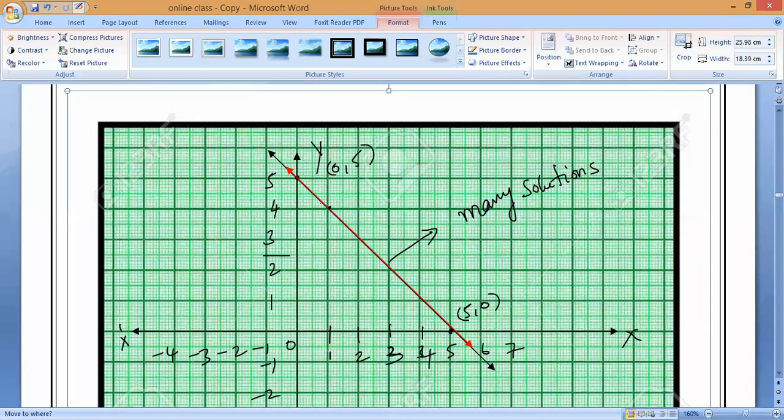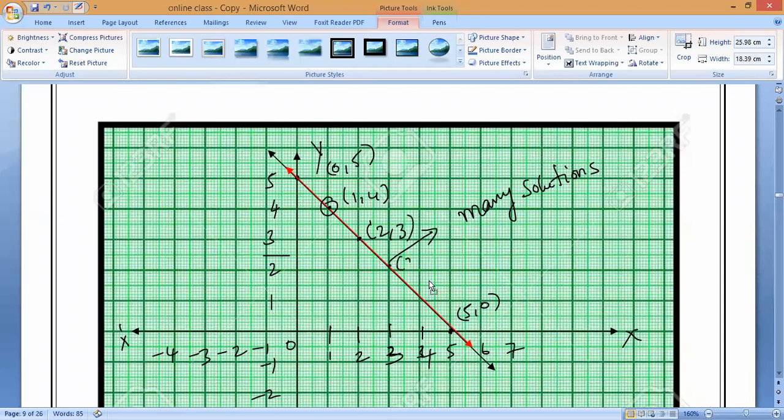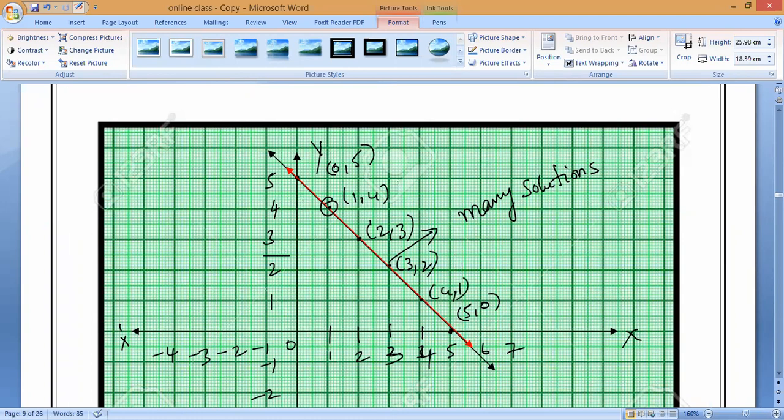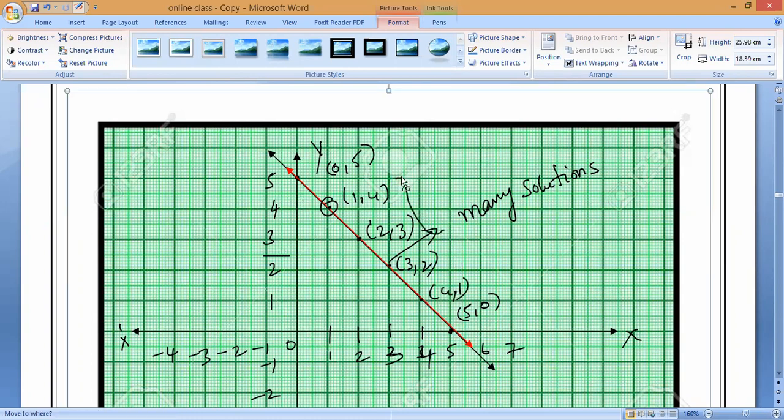What is the point? Points and lines. Any four points, five points? 1,4. 2,3. Okay. 3,2. 4,1. So 5,0. Here we get infinitely many solutions. That's all.